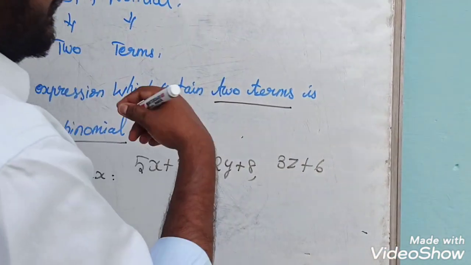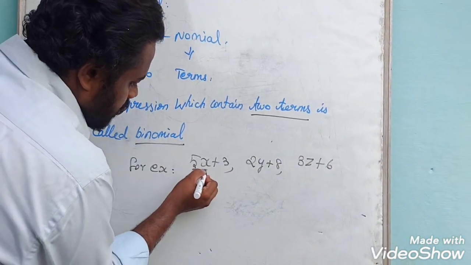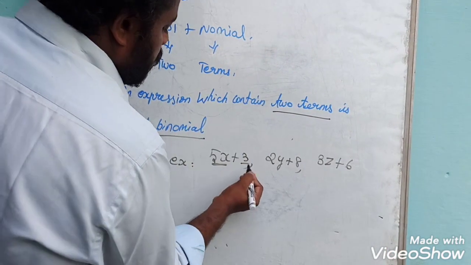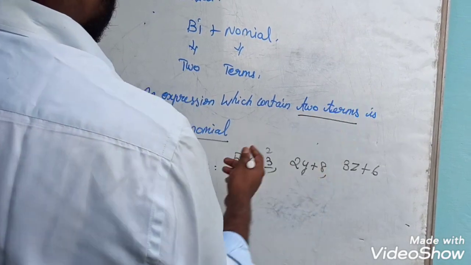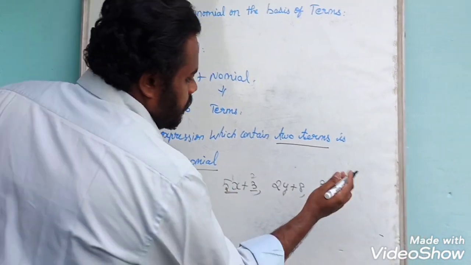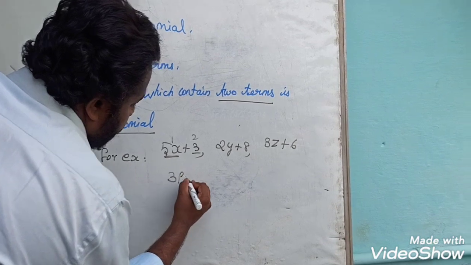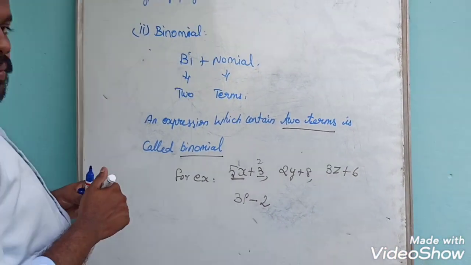3z plus 6. So for example, this is a combination of variable and constant, and this is one of the constants. So two terms are there. The combination of two terms, we say it as a binomial. It may be the expression 3p minus 2. And next we move on to trinomial.